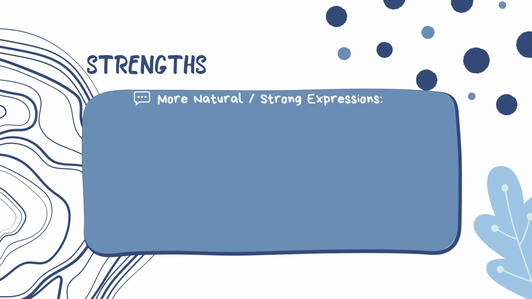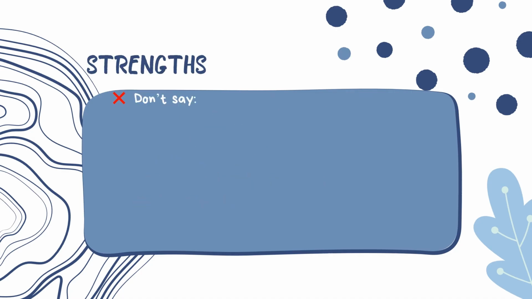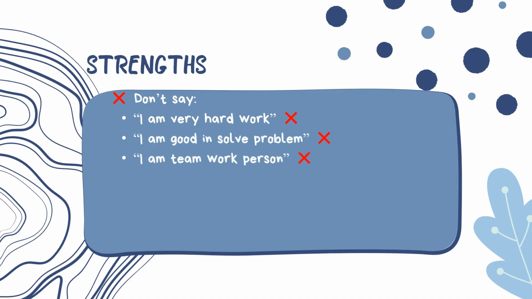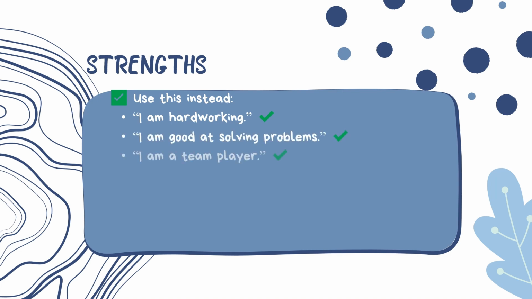More natural, strong expressions. I am highly motivated. I am detail-oriented. I am confident in communication. I can work under pressure. Say it again. Don't say, "I am very hard work. I am good in solve problem. I am teamwork person." Use this instead. I am hardworking. I am good at solving problems. I am a team player.